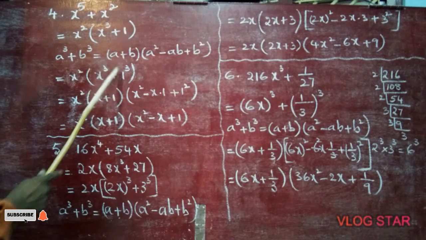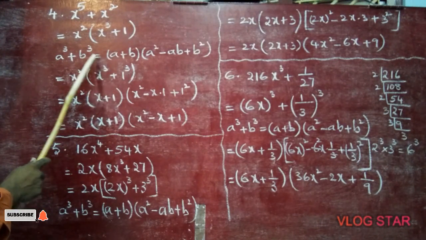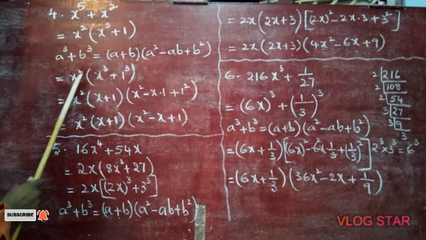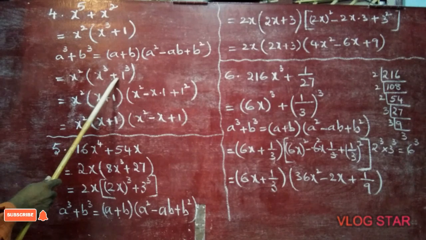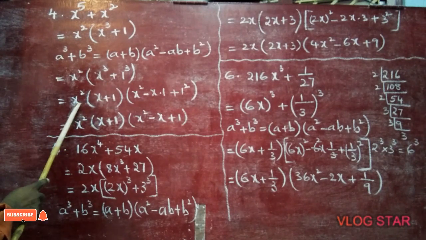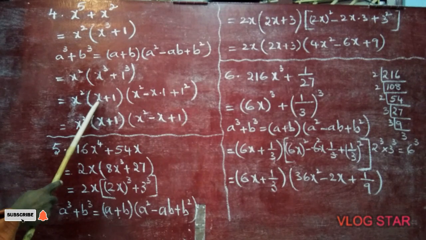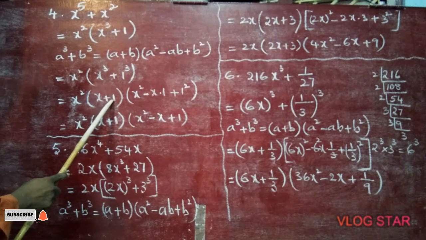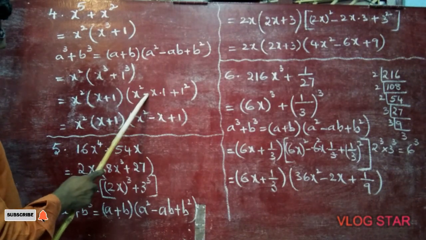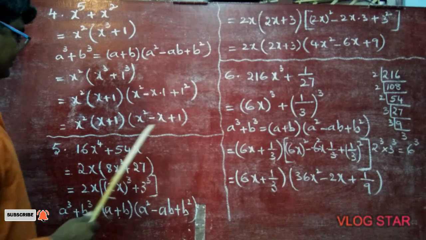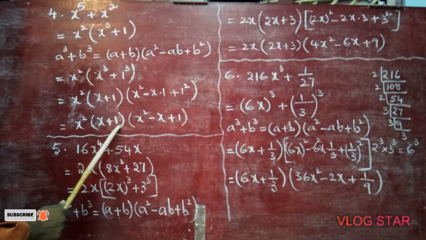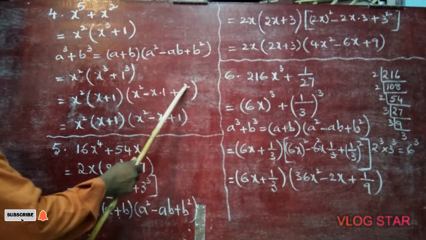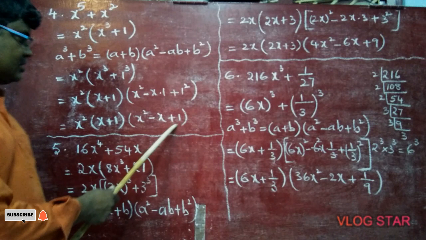Sir, where is b cube, sir? We can write as 1 cube. So a plus b into a square minus ab plus b square. Now x square into x cube plus 1 cube. X square as it is. Now I am applying formula. In the place of a, x is there. In the place of b, 1 is there. So x plus 1 into x square minus x into 1 plus 1 square. X square into x plus 1, x square minus 1x is x, so minus x plus 1 square means 1 ones are 1. So this is the answer.